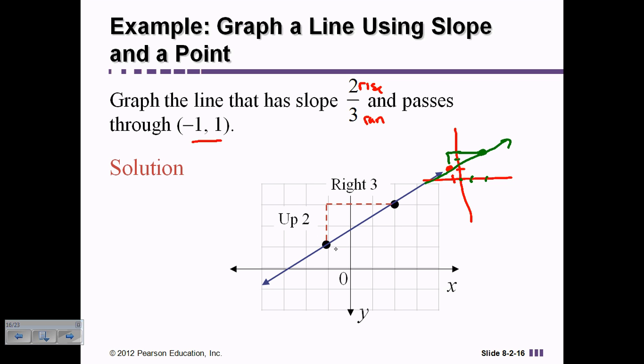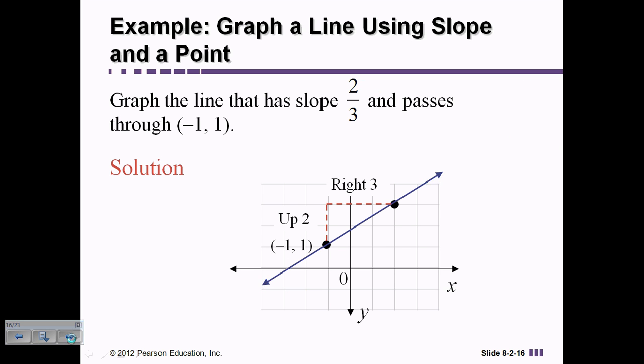Now technically I can do this process again, because remember that 2 over 3 is the same thing as -2 over -3, because the two negatives cancel out. So if I go down 2 to the left 3, you'll notice that I get another point that if I extended this line out, it would be on the line again. So you can continue this process on a graph as many times as you want to figure out a multiple number of points.